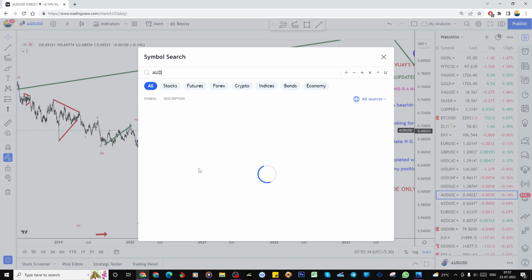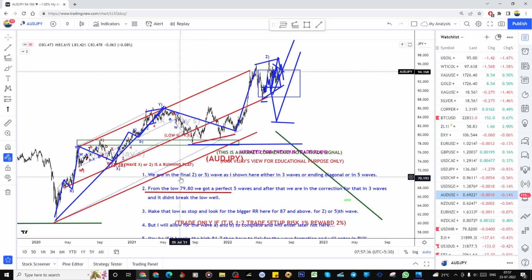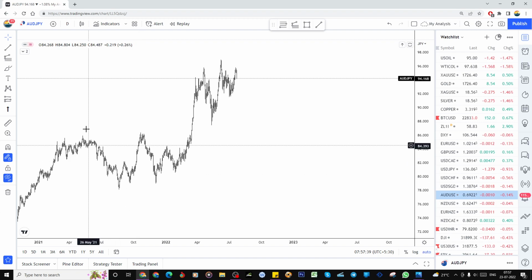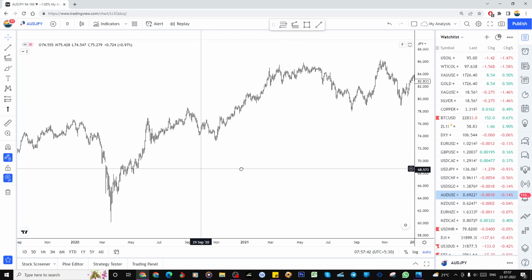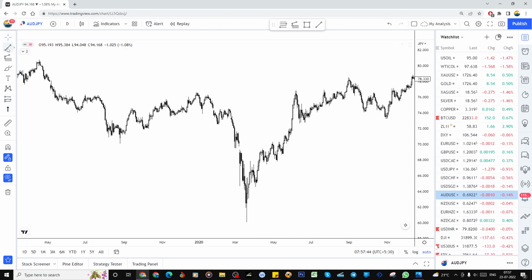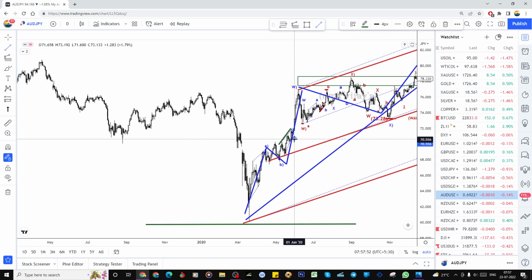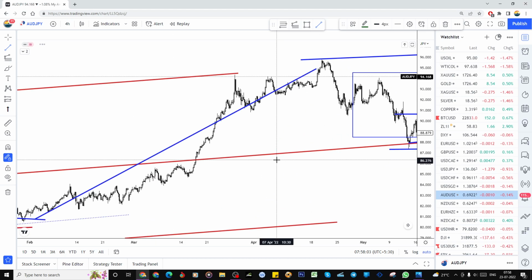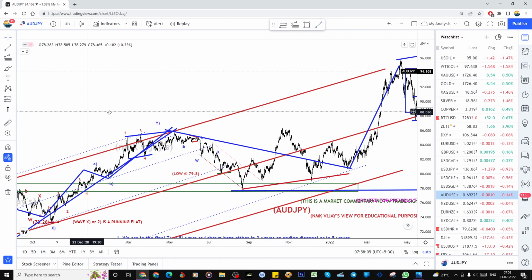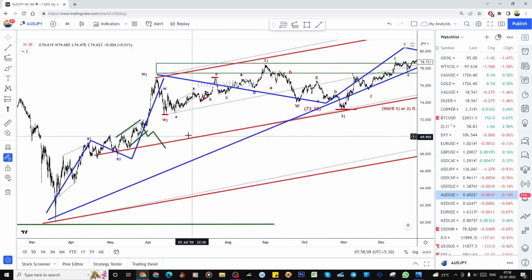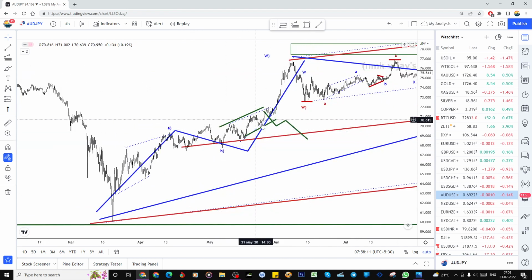For example, AUD JPY, after a long time I'm showing here, because in this portion 1, 2, 3, 4, and 5, I expected this to be the wedge formation. So I expected this one. What happens here? That is the leading diagonal of wave 1, and I have explained this formation many times here. 1, 2, 3, 4, 5.